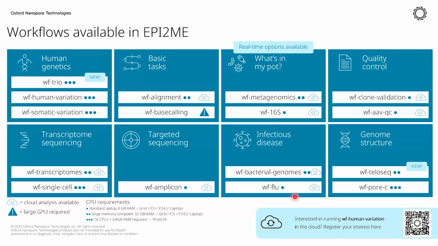And then finally, if you're interested, we do have a telomere sequencing workflow, TeloSeq, which pairs with our TeloSeq protocol. And we have a PORE-C workflow if you're interested in looking at chromatin conformation. Basically, PORE-C is our version of Hi-C that you might be running on other platforms.